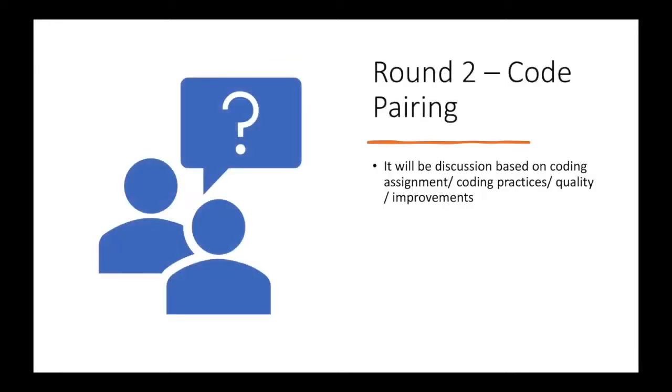The second round is the code pairing round. For example, if you have the assignment on Sunday, then the code pairing round will be on Monday or Tuesday, depending on the interviewer's slot, but it will be after 1 or 2 days. It would be a one-on-one discussion.